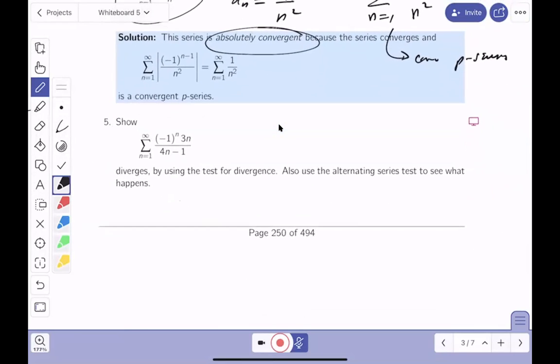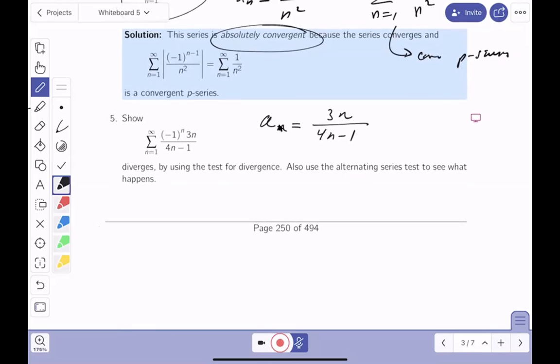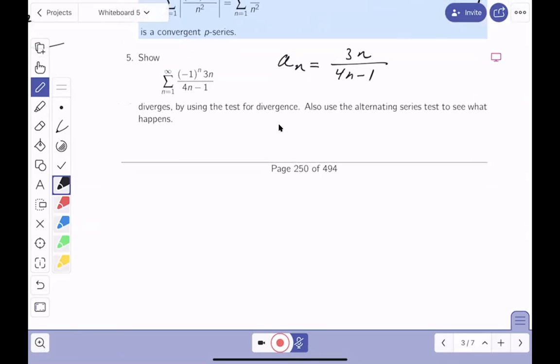All right, let's look at this one over here. And again, I'm going to write down what the AN is. It's 3N over 4N minus 1. Let's see what we can do with the AST test. I want to make sure of this condition over here. Let's write that down. So what do you get? 3N over 4N minus 1, and you get 3N plus 3 on top, and at the bottom, you get 4N plus 4 minus 1. So 4N plus 3.